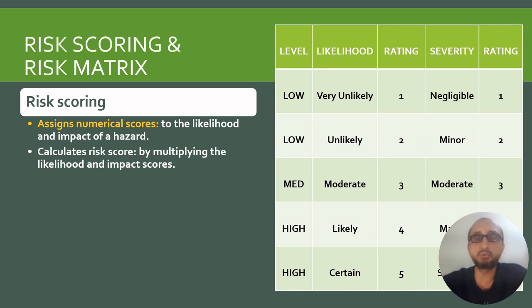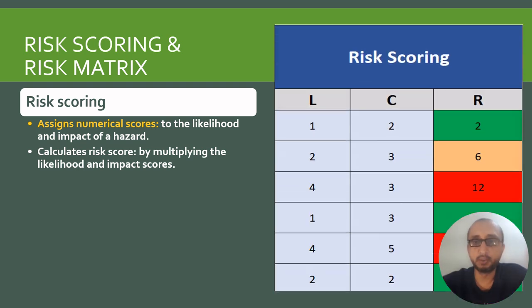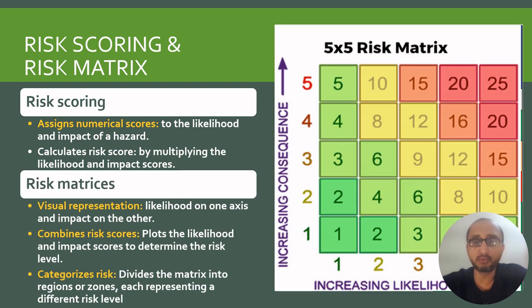Then by multiplying these two numbers, we get the risk score. Let's say likelihood is 1 and severity is 2, the risk score will be 2. If the likelihood is 4 and the severity is 3, then the risk score will be 12. If the likelihood is 4 and the severity is 5, then the risk score that we will get will be 20. Now, let's look at the risk matrix.